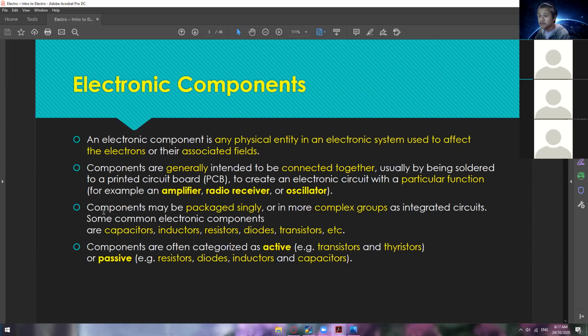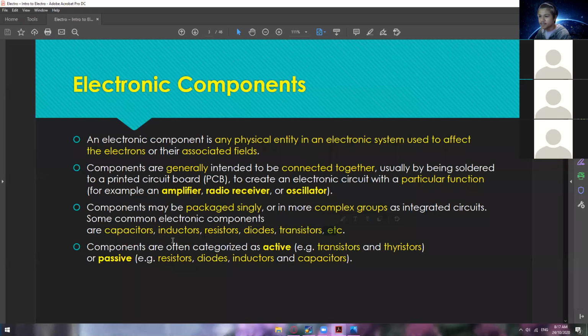Again, as I said a while ago, components can be connected together and put into a PCB, or a component may be packaged singly, or in more complex groups as an integrated circuit if grouped or connected together. Some common electronic components are capacitors, which are single components. We have inductors, resistors, diodes, transistors, and so on. There are a lot of other components that you can think of.